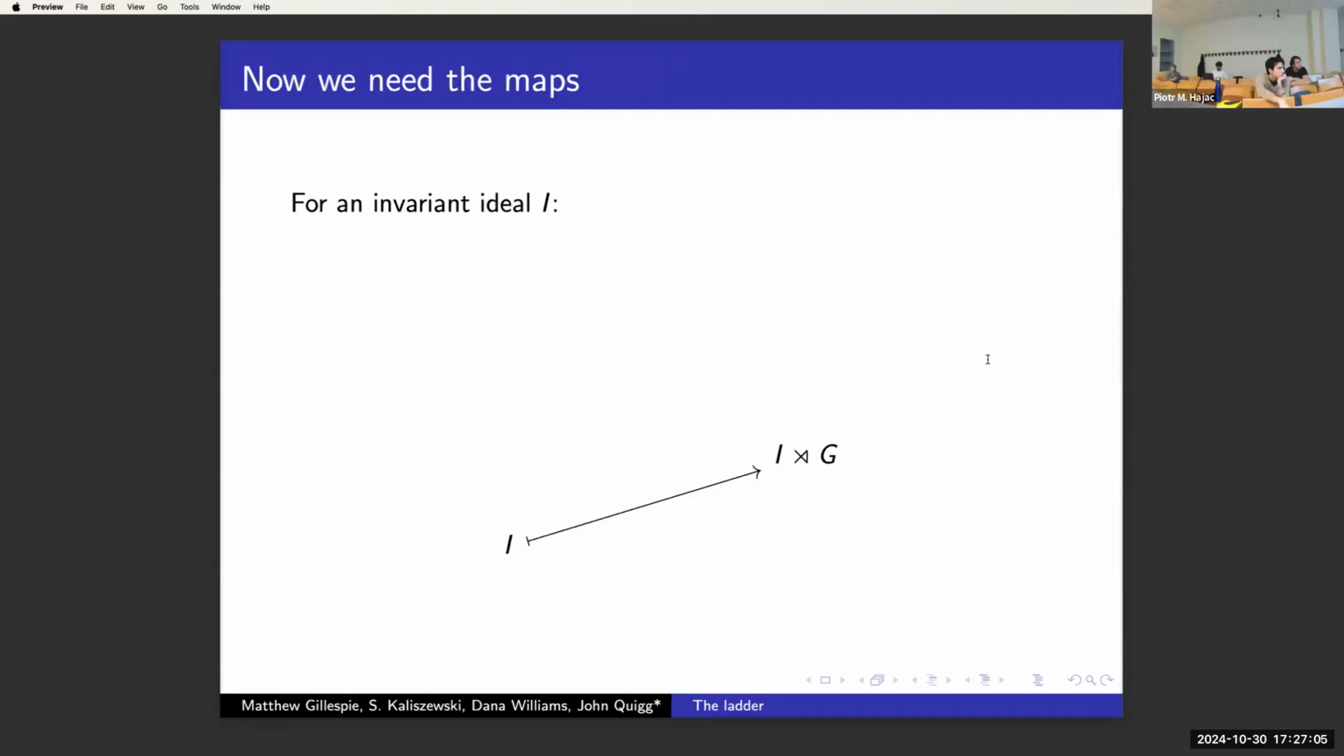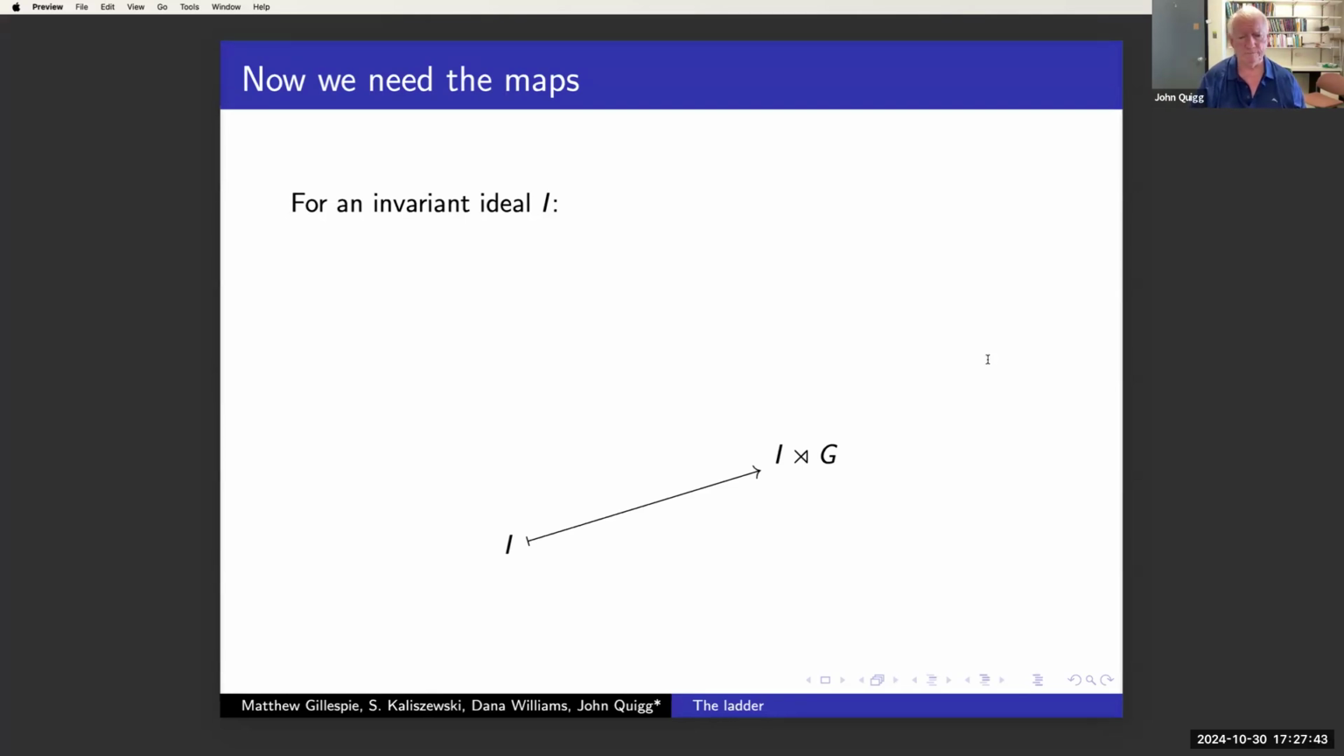And now we have to form the maps to get the rungs of the ladder. So starting at the bottom left, G acting on the C-star algebra A, if I is an invariant ideal under this action, the action restricts to an action on I, so you can form the cross product I cross G by that. That's canonically isomorphic to an ideal of the cross product. So an invariant ideal I has a cross product that gives you an ideal of the cross product. And that turns out to be invariant under the dual coaction.